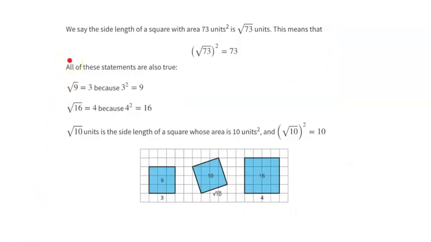We say the side length of a square with the area 73 units squared is the square root of 73 units. This means that the square root of 73 squared equals 73. If you square the square root of a number, it's going to give you the number itself. So all of these statements are also true. The square root of 9 is 3 because 3 squared is 9. The square root of 16 is 4 because 4 squared is 16. The square root of 10 units is the side length of a square whose area is 10 units squared. So the square root of 10 squared would equal 10.